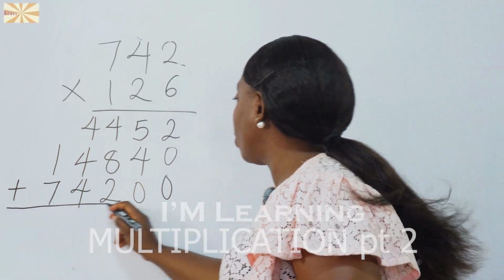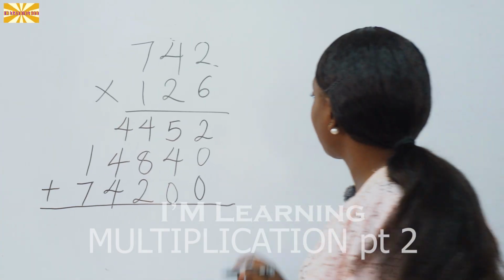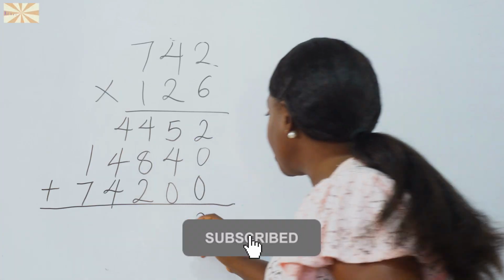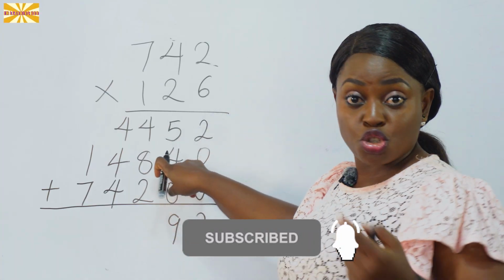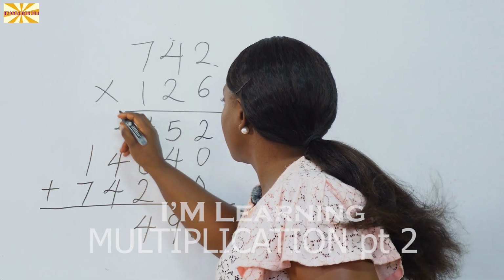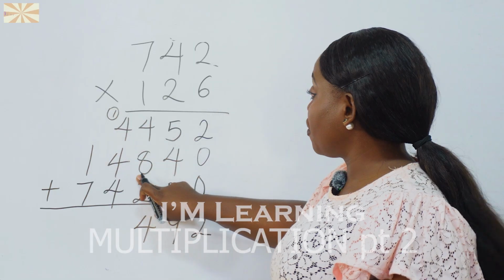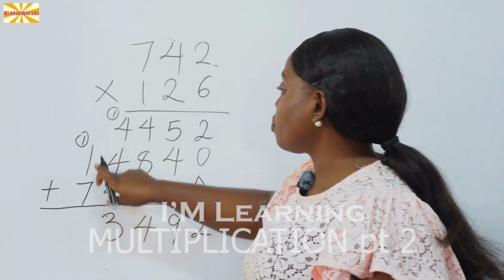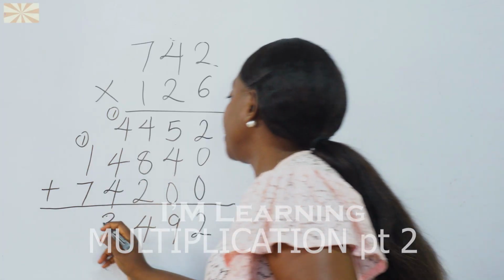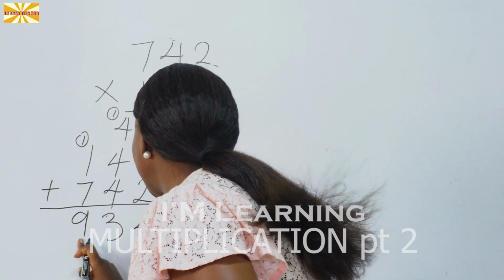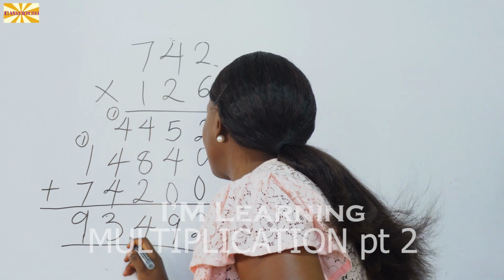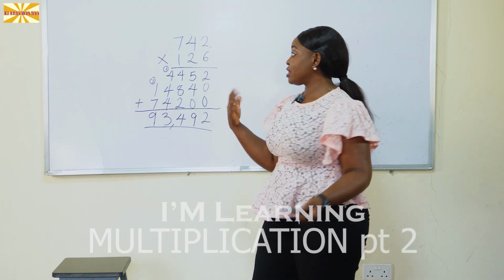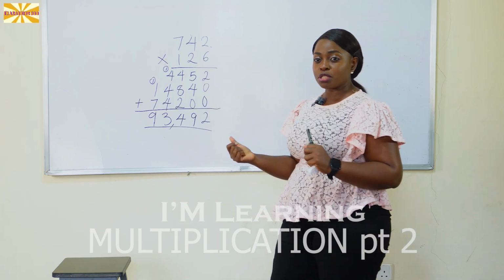Now it is time to add up this beautiful arrangement, shall we? 2 plus 0 is 2. 5 plus 4 is 9 plus 0 is 9. 4 plus 8 is 12 plus 2 is 14. 4 plus 4 is 8 plus another 4 is 12 plus the one that we carried is 13. 7 plus 1 is 8 plus the one that we carried is 9. So my answer is 93,492. And this is how you do your 3-digit by 3-digit multiplication.